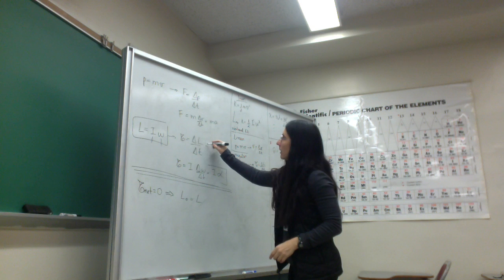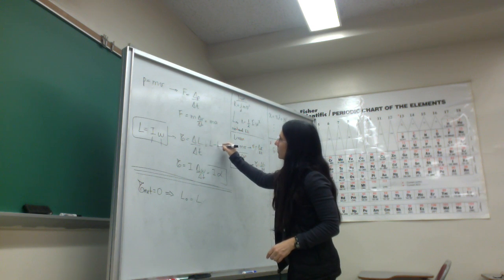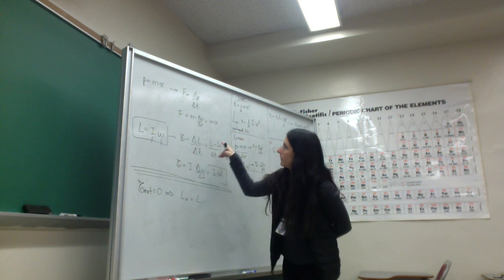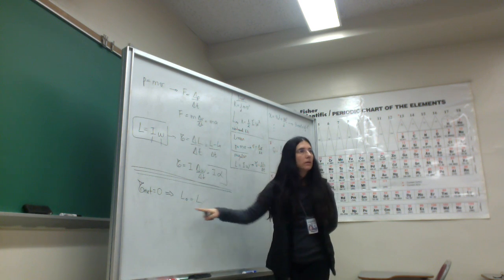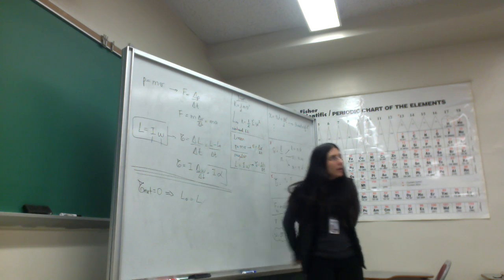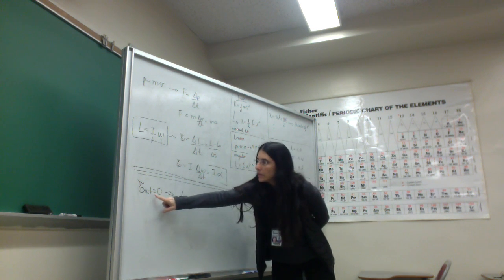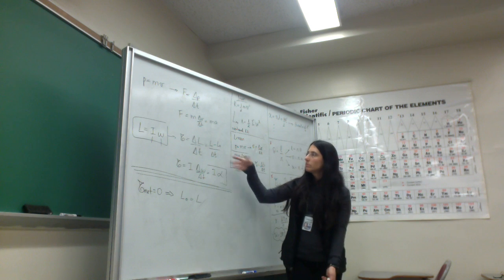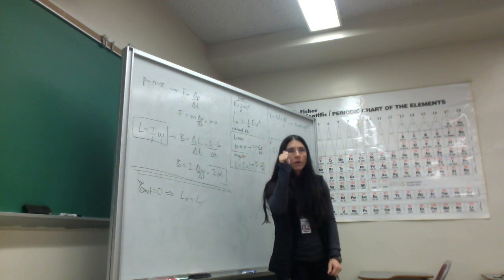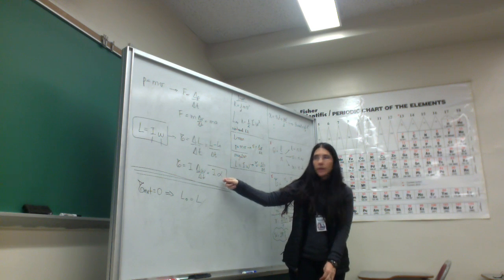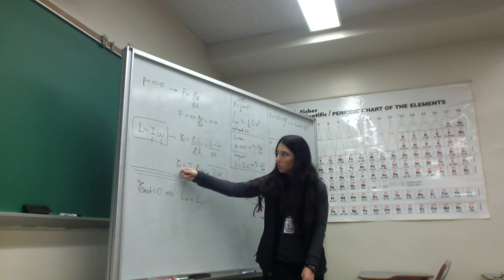Okay. And if delta L and delta T are involved, this is the final minus the initial divided by delta T. And if this is 0, then the initial is equal to the final. And when would this happen? When would the net torque be 0? When there's no angular acceleration. Very good.